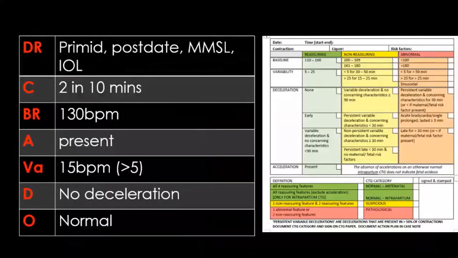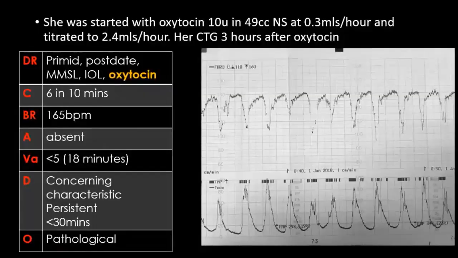So this is how you're supposed to document. There's a stamp for CTG interpretation in the labor ward and in the maternity ward. You are supposed to stamp it and comment. Normal baseline, normal variability, there's no deceleration, and there's presence of acceleration. So this is a normal intrapartum CTG, and then you sign and chop. She was started with oxytocin 0.3 mIU per hour and then titrated to 2.4 mIU per hour.